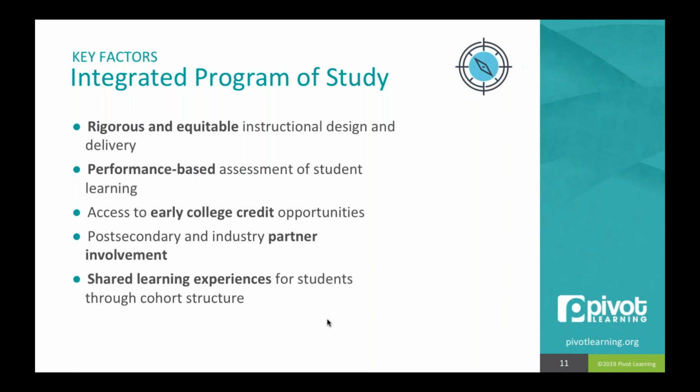And so the key factors here for the integrated program of study are rigorous and equitable instructional design and delivery, along with the performance-based assessment of student learning. And again, that's really designed to promote cross-subject learning and make learning relevant for the kids. It includes early access to early college credit opportunities, as well as post-secondary and industry partner involvement in the curriculum design and delivery. And it includes shared learning experiences for students through the cohort structure.